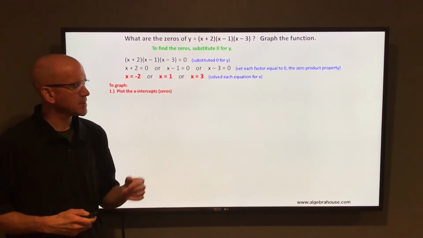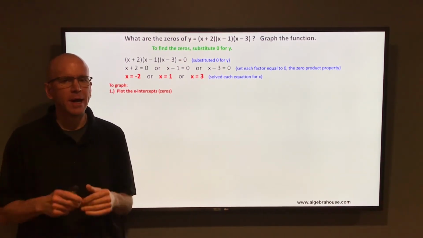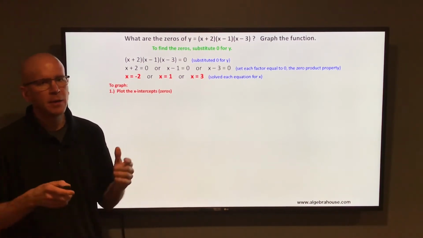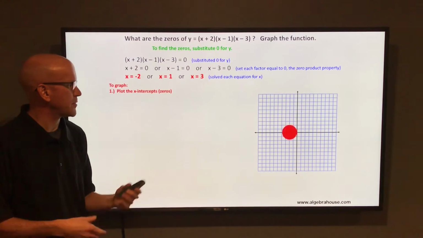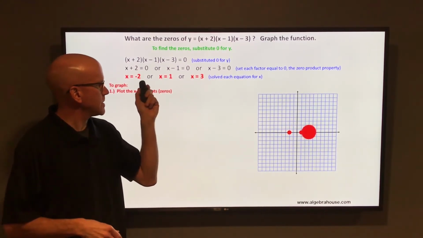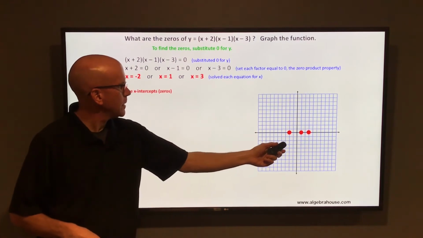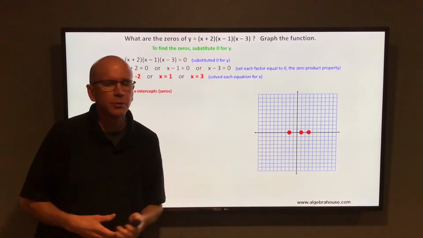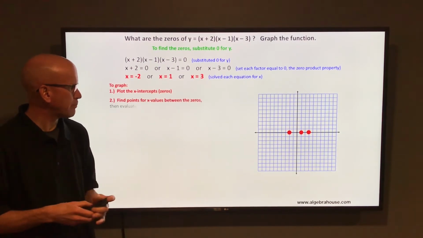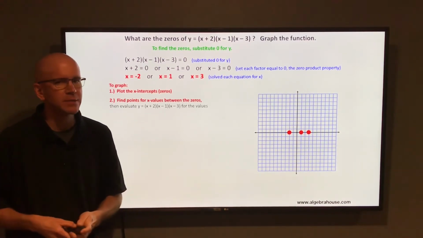To graph this, now keep in mind you're much more accurate graphing something like this on a graphing calculator than you are on paper, but we'll do our best. To graph this, we're going to plot the x-intercepts. So put those zeros on the graph. So that's where it hits the x-axis at negative 2, at 1, and also at 3. Those are the x-intercepts. Next step would be to find points for x values between the zeros.